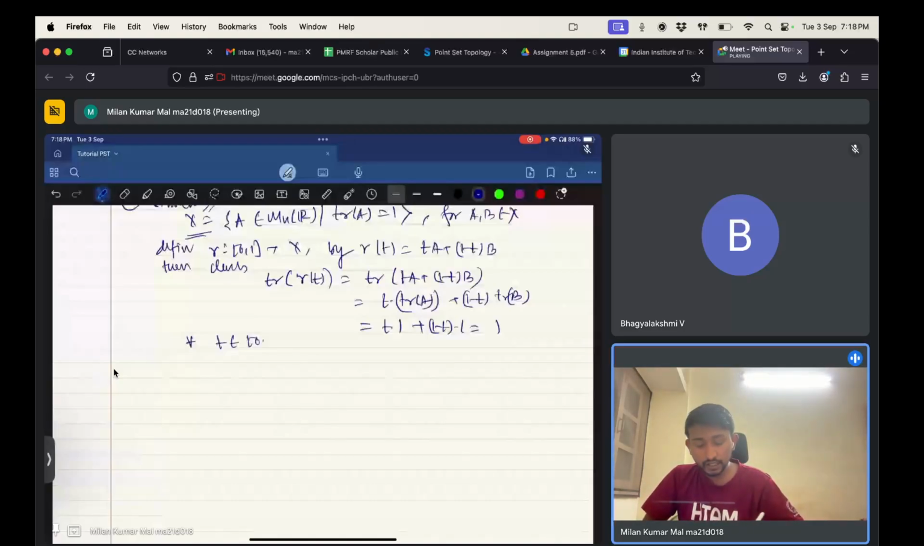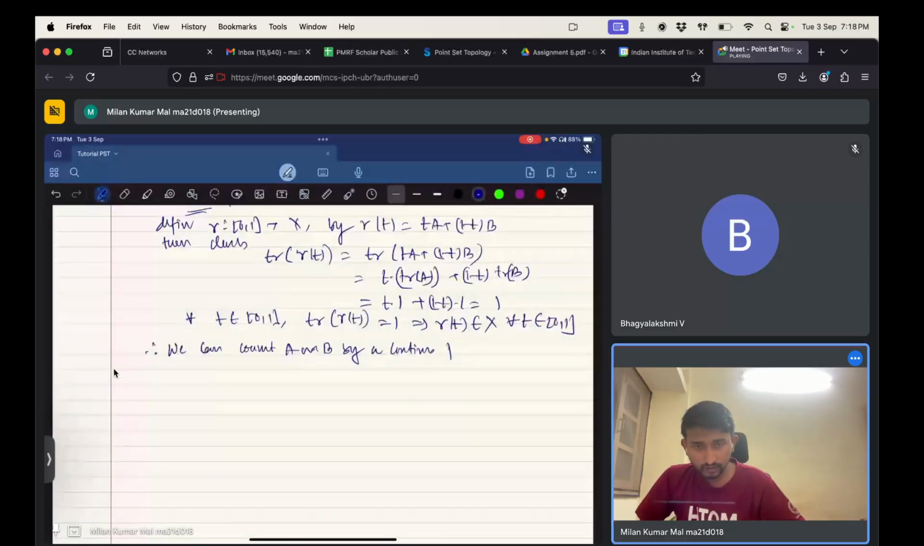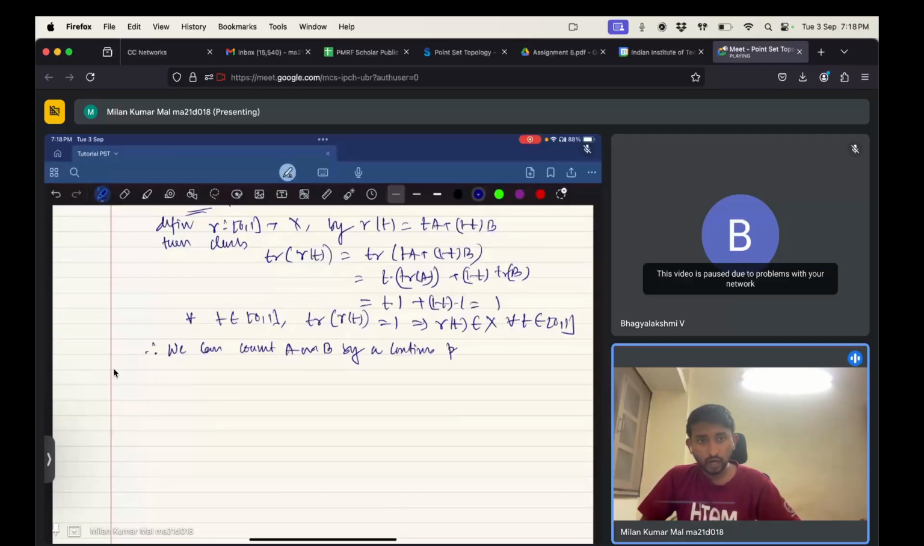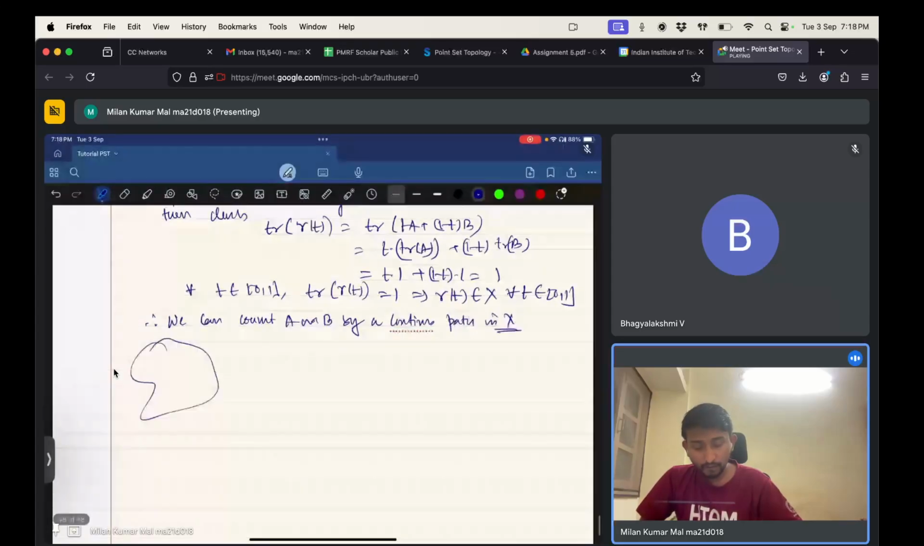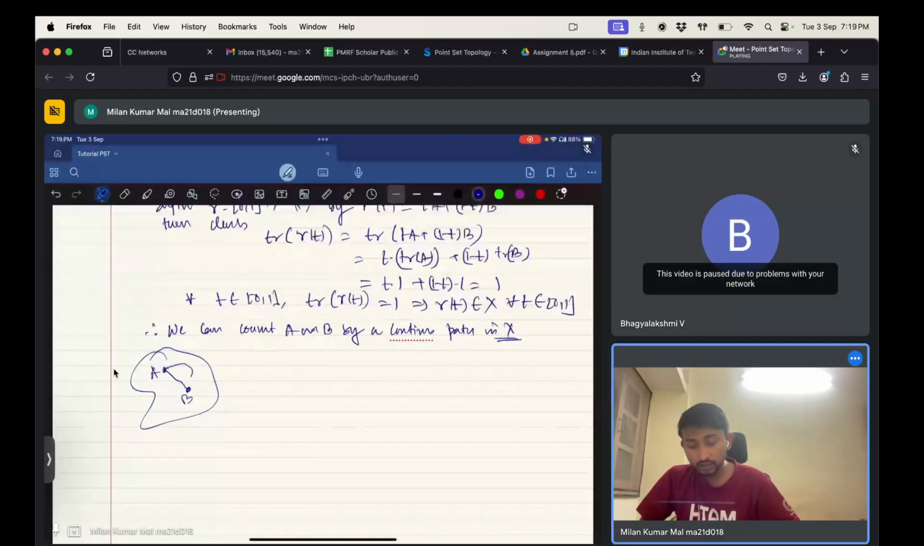If this is a topological space X, suppose, then for any two points A and B, if I want to connect A and B, we have to draw a path from A to B by a line contained in X. I can't take this type of path.